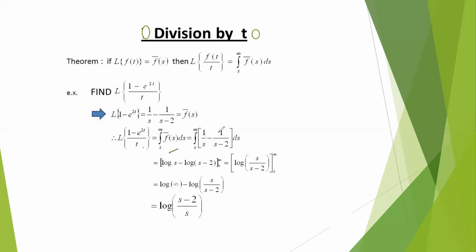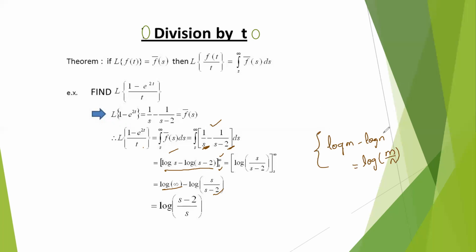This is the formula. So what is the f bar of s? 1 by s minus 1 by s minus 2. I separate this integration for both the terms, 1 by s and 1 by s minus 2. Integrating them, we are going to have log s minus log of s minus 2 under the limits s to infinity. Okay, so by applying the upper limit, we are going to have log infinity, and applying s, we are going to have log of s by s minus 2. Here we have utilized one logarithmic formula, that is log m minus log n equals log m by n. So log s minus log of s minus 2 is written as log of s by s minus 2.